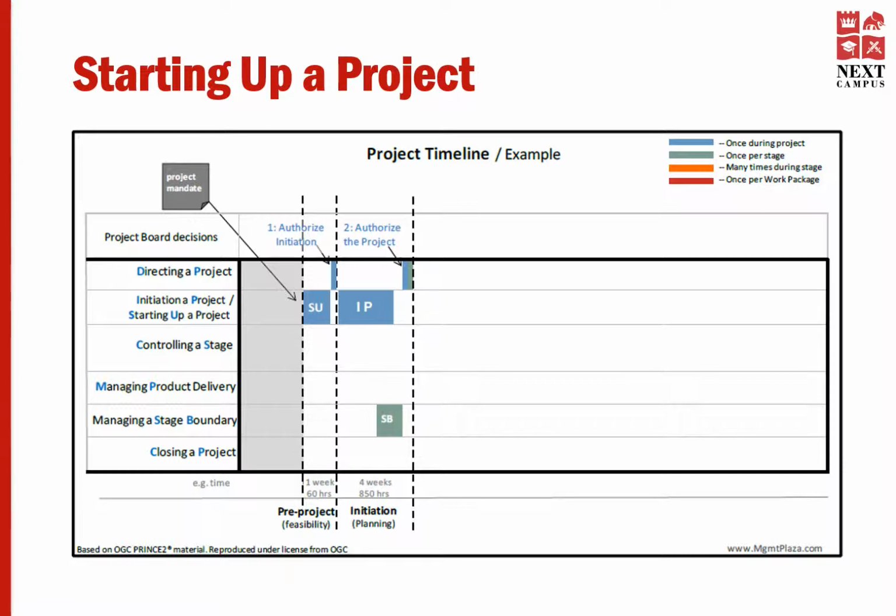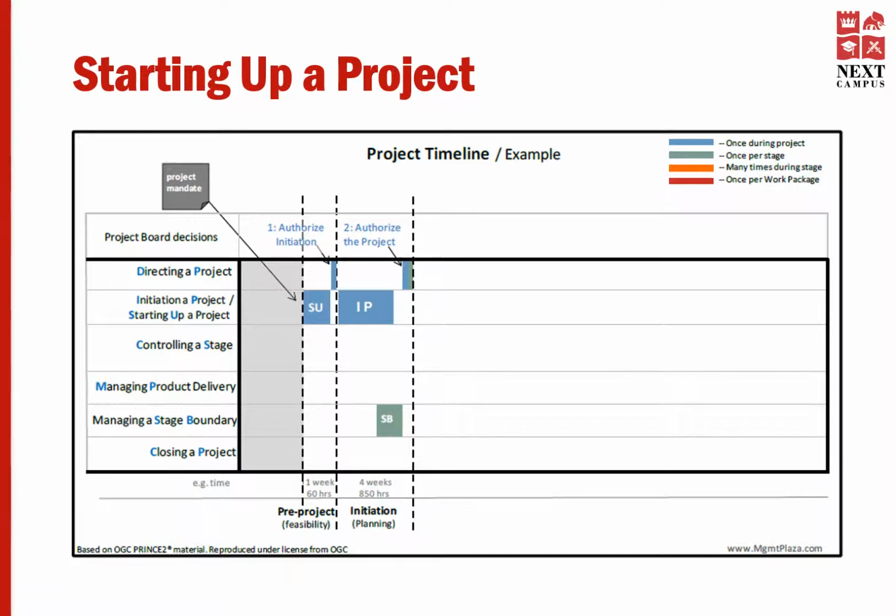The business case document, which is the responsibility of the executive. The project plan. The product descriptions. Project controls describing how the project will be controlled. Roles and responsibilities, and project management team structure.